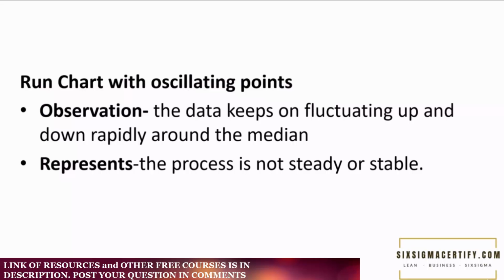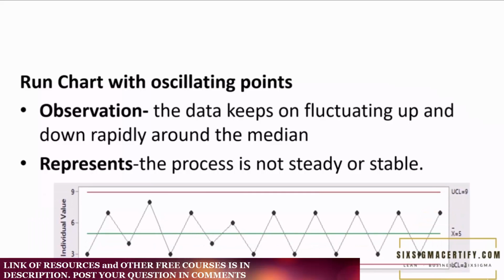Next, we have a run chart with oscillating points. In such kinds of plots, the data keeps on fluctuating up and down rapidly around the median and indicates that the process is not steady or stable.